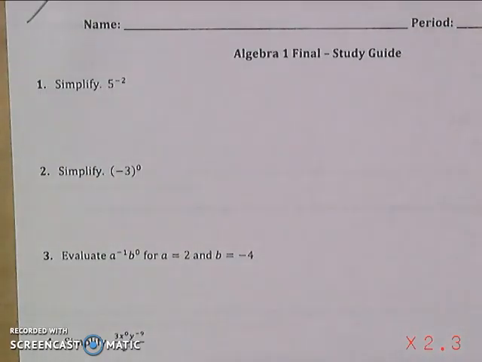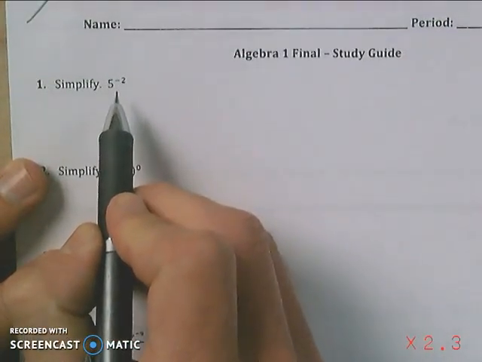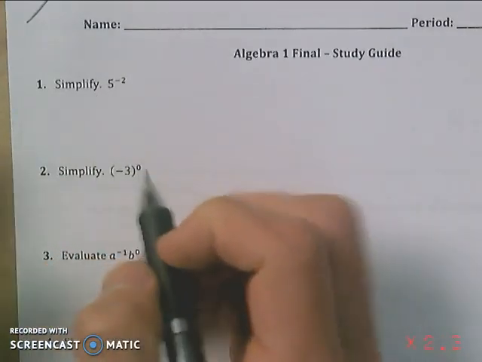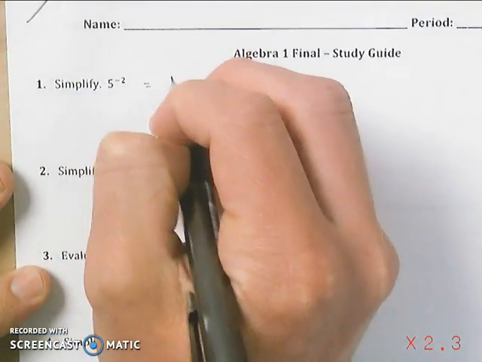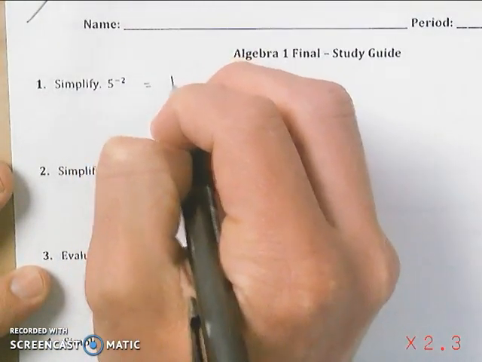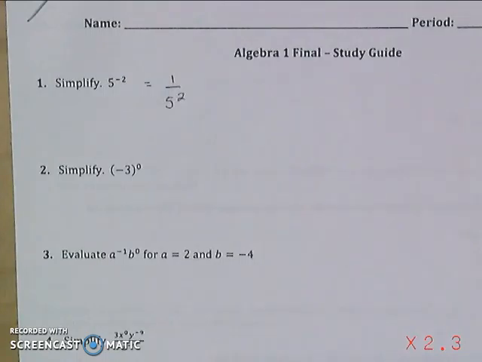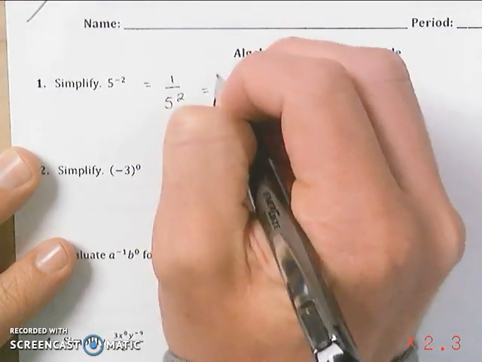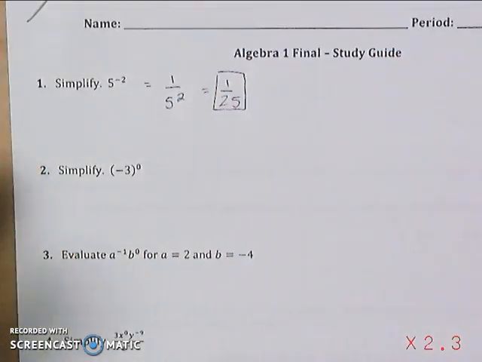Alright guys, this first one, we have a negative exponent here. To get rid of a negative exponent, we're going to put it underneath 1. So our rule is basically take it and put it underneath 1. And so you get 1 over 5 squared, which we can evaluate as 1 over 25. So whenever you have a negative exponent, you're just going to go ahead and flip it. If it's at the top, you're going to take it to the bottom. If it's in the bottom, you're going to take it to the top.